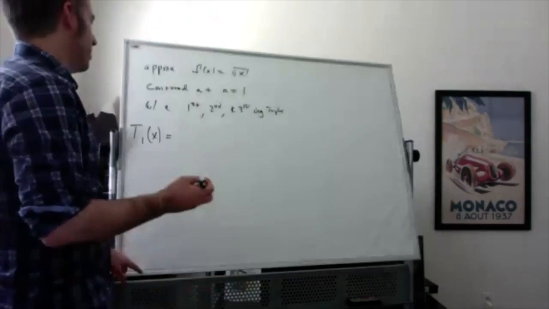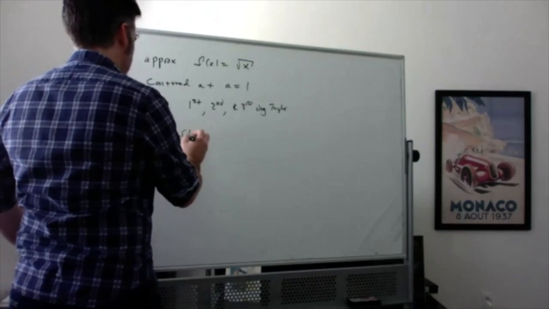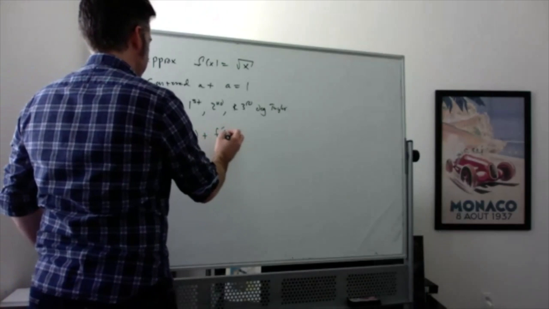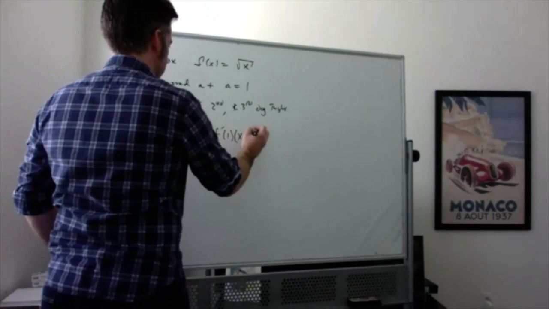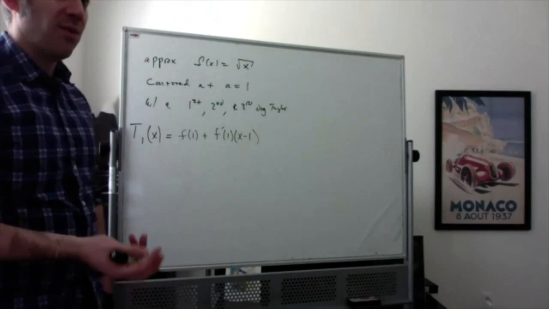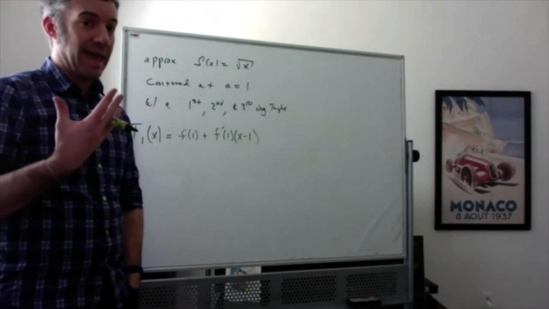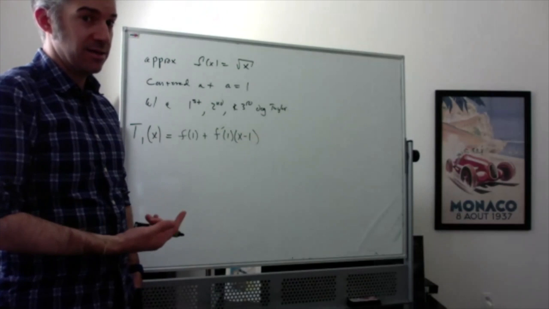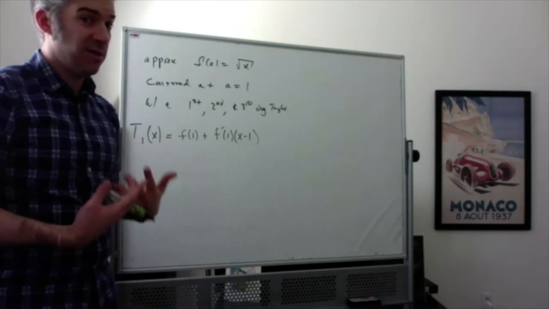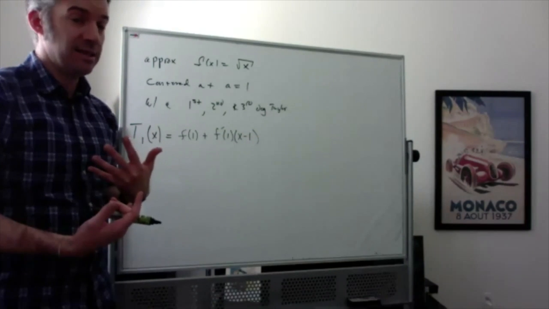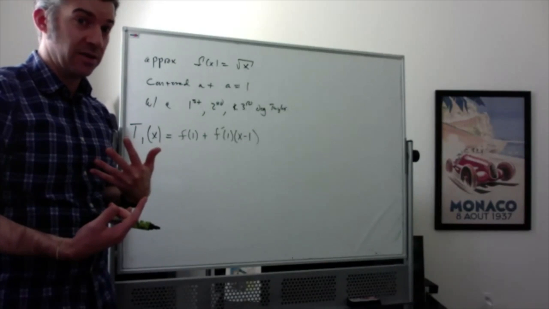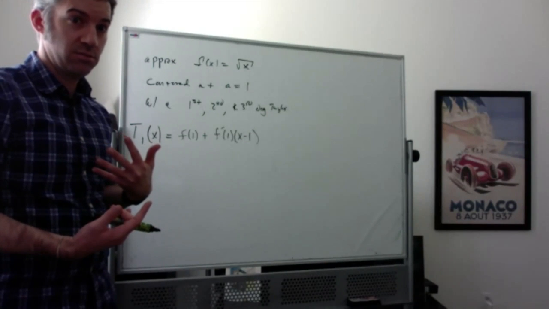This is going to be f of 1 plus f prime of 1 times x minus 1. And I want to make sure that everybody sees that the first degree Taylor polynomial is literally the same thing as the linearization, right?